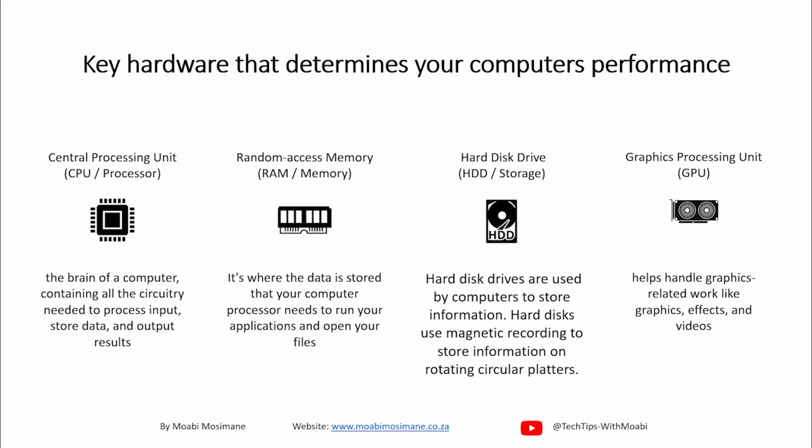Hard disk drives. Hard disk drives are used by computers to store information. Hard disks use magnetic recording to store information on rotating platters. These are all traditional hard drives. We will talk more about SSDs in the coming few slides.